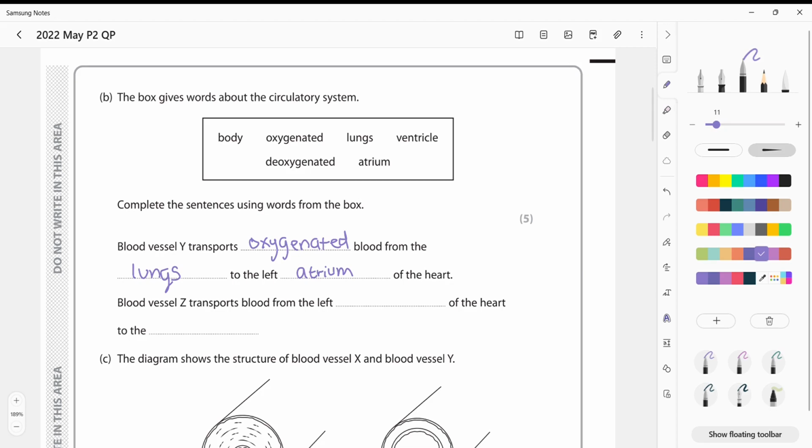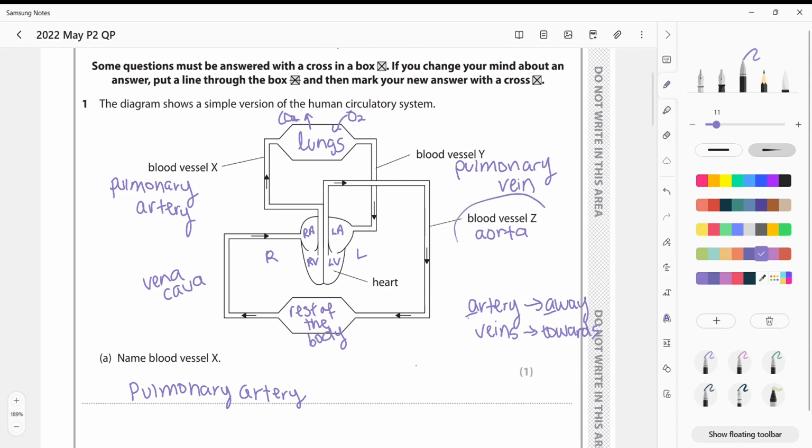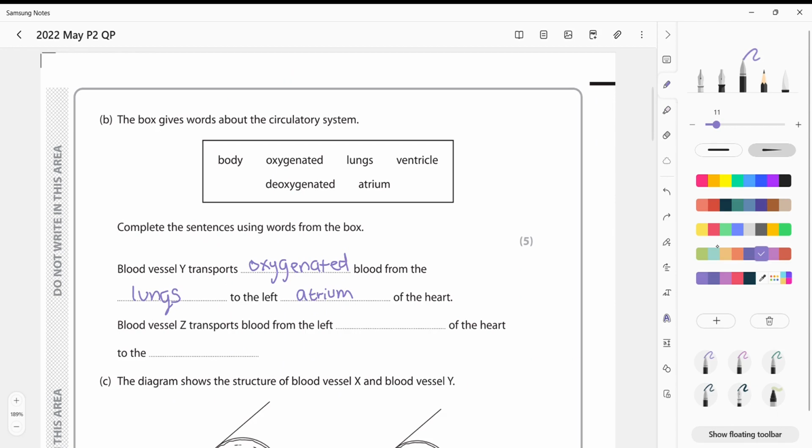All right, the second sentence, blood vessel X transport blood from the left blank of the heart to the blank. Okay, so blood vessel Z, which is this one here, is transporting blood from the left ventricle to the rest of the body. All right, from the left ventricle of the heart to the body. Okay.